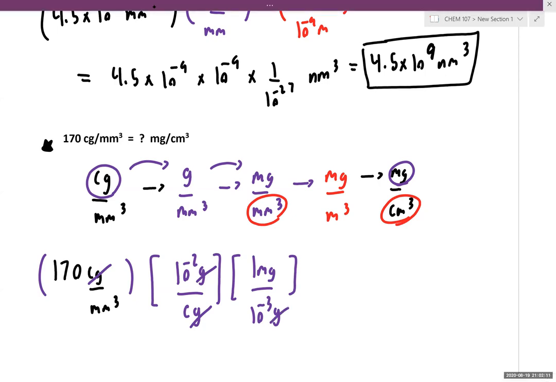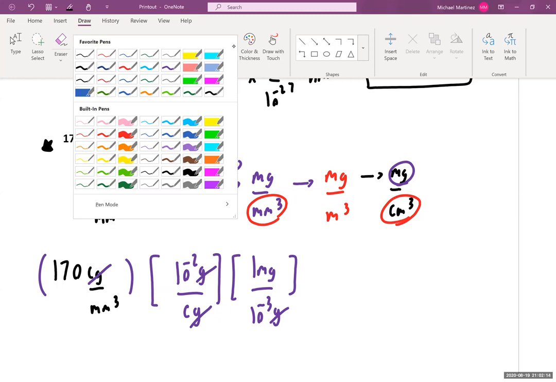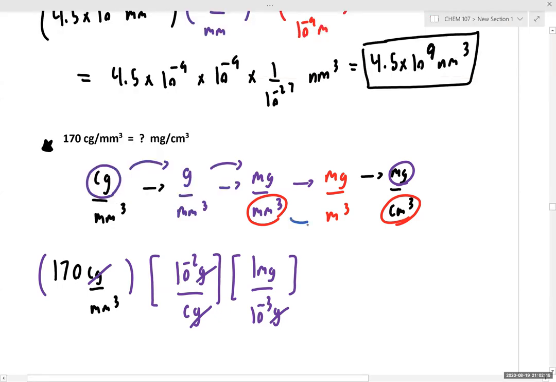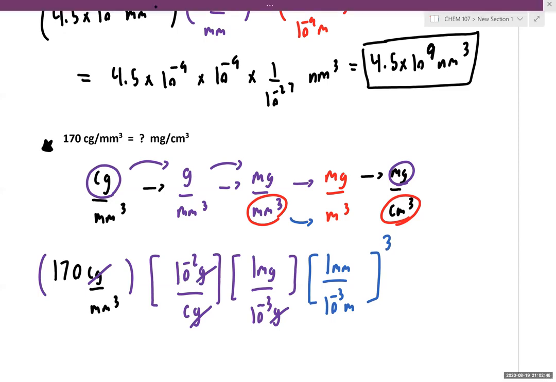Now, if we want to go from 1 over millimeter cubed to 1 over meter cubed, what unit needs to be on the bottom? What unit needs to be on the bottom? Meters cubed, exactly right. And we know in 1 millimeter, we have 10 to the negative third meter. But because we have a cubic unit, we cube our conversion factor.